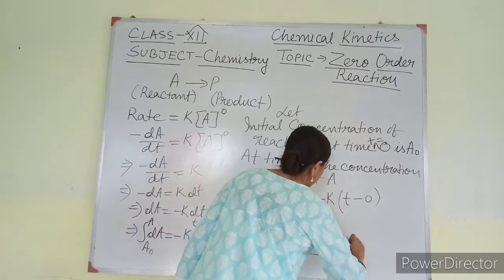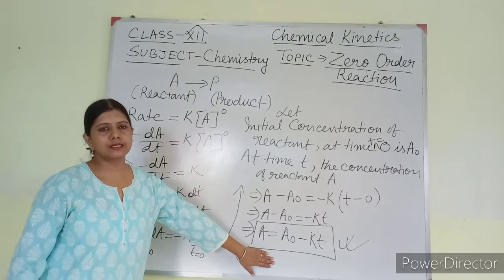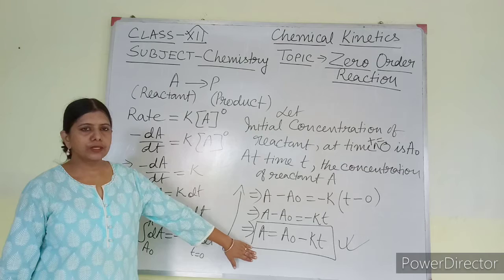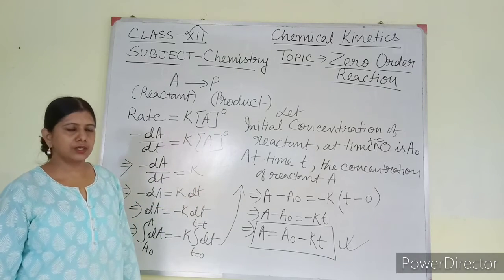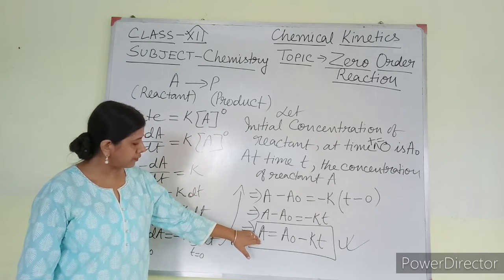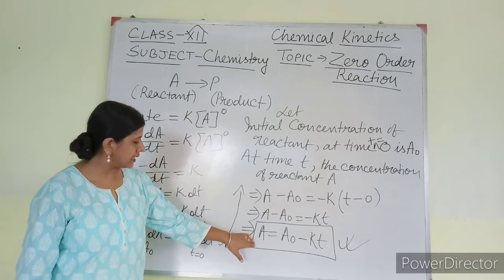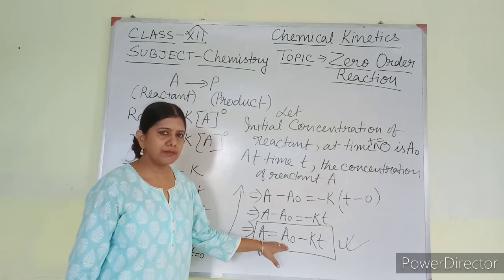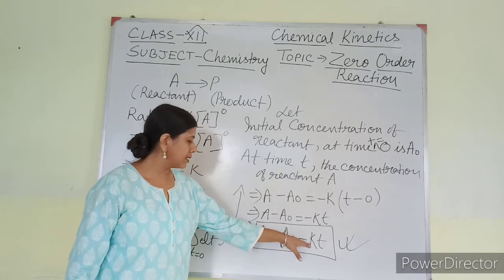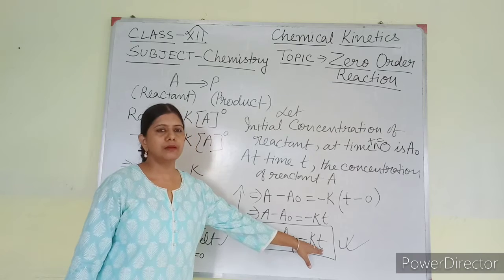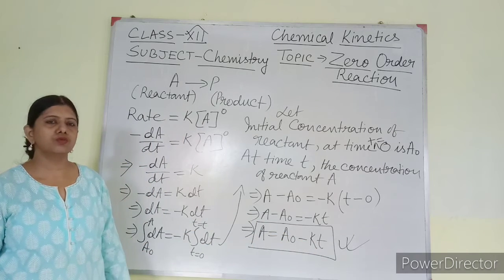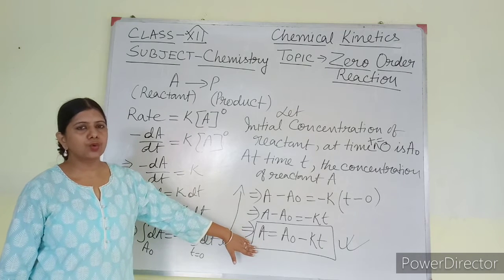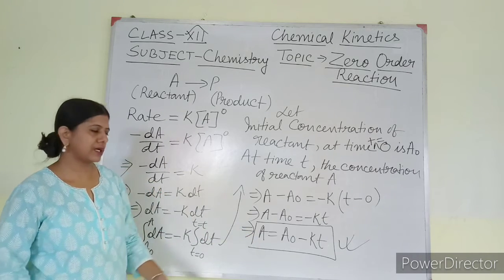And this equation you are going to use for various numerical problems. So what equation am I going to get? For zero order reaction, concentration of the reactant at time t equals concentration of the reactant at time 0 minus rate constant into time t. This is the final equation which I got, and this is known as the integrated equation for zero order reaction.